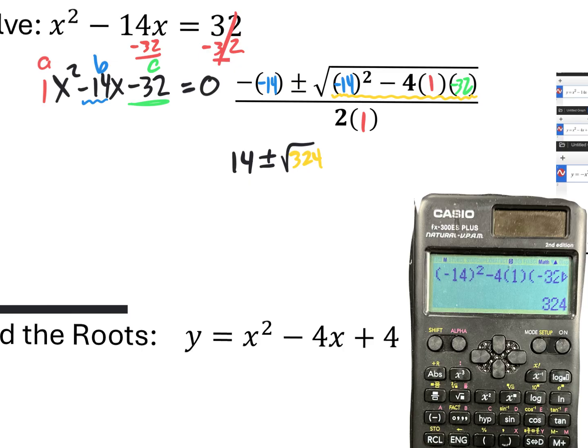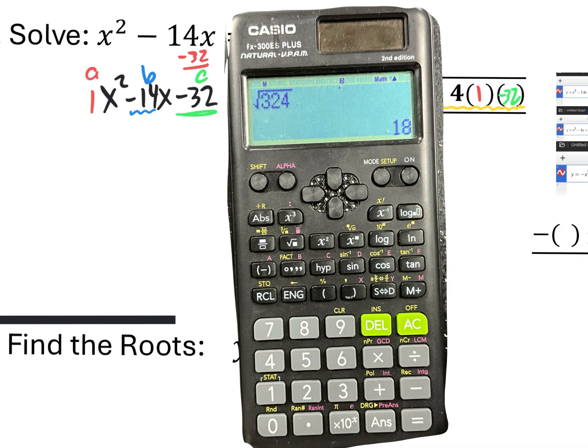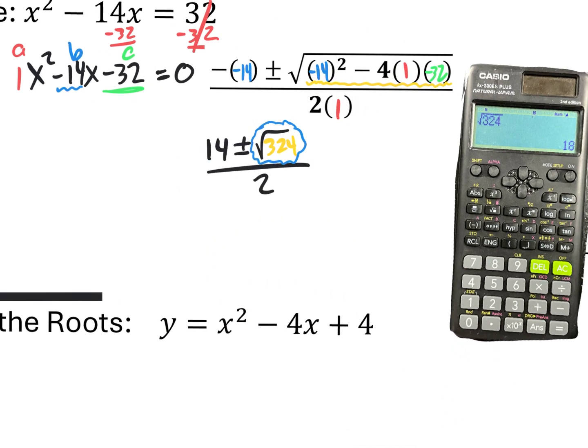324 is the discriminant, okay? And it is over 2 times 1 is 2. So after you simplify the discriminant, then you try to simplify the square root. And again, you could use a calculator. Try to simplify this guy with the calculator. Again, the square root button's right here. Type in 324, hit equal, and you do get a nice, beautiful answer. 324 is actually a perfect square number. So we get 18. So in reality, we have 14 plus or minus 18 divided by 2, okay?